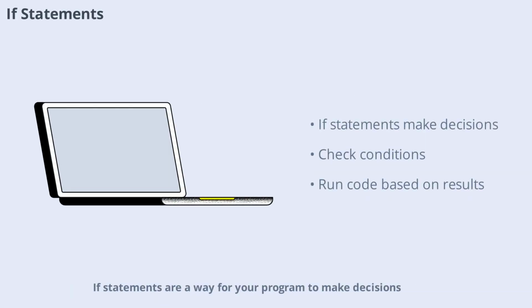If statements are a way for your program to make decisions. They check whether a condition is true or false and then run different code depending on the result. For example, you might use an if statement to check if a user's password is correct before letting them log in. If statements are the building blocks of decision-making in programming, allowing your code to react to different situations.